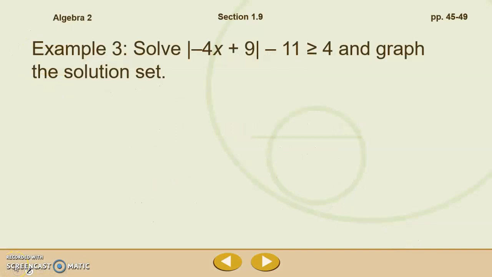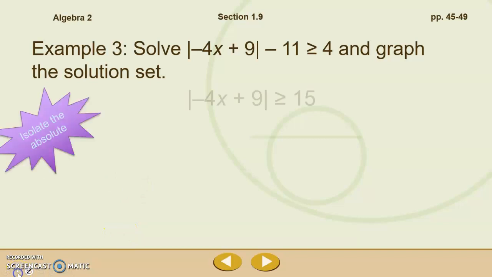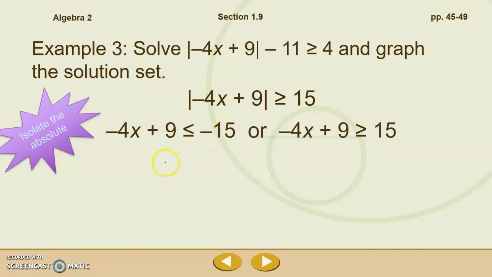Let's take a look at this example. Solve the absolute value of negative 4x plus 9, minus 11 is greater than or equal to 4, and graph the solution set. Well, the first thing we need to do is isolate the absolute value. So we're going to add 11 to both sides, and then we're going to go ahead and write that as two separate inequalities. Negative 4x plus 9 is less than or equal to negative 15. Notice here for the negative, we flip the sign. And, or, negative 4x plus 9 is greater than or equal to 15.